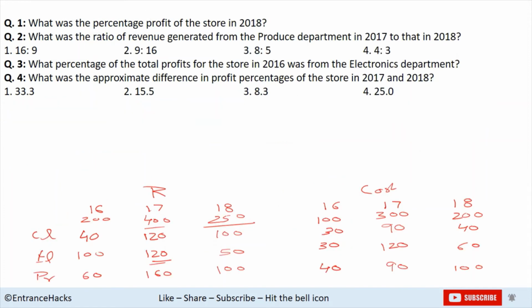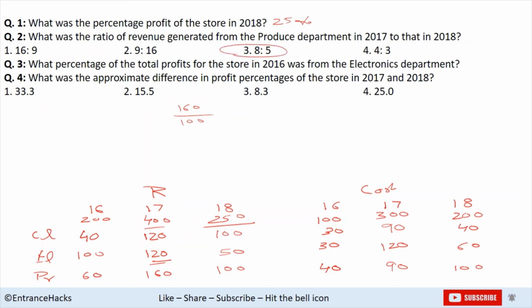Question 1: what was the profit percentage of the store in 2018? For 2018 we have seen revenue is 250 and cost is 200. So profit is 50 upon 200, that is 25%. Second: what was the ratio of revenue generated from the produce department in 2017 to that in 2018? Revenue in 2017 was 160 and in 2018 is 100. So that will give us the ratio of 8:5. This is our answer.